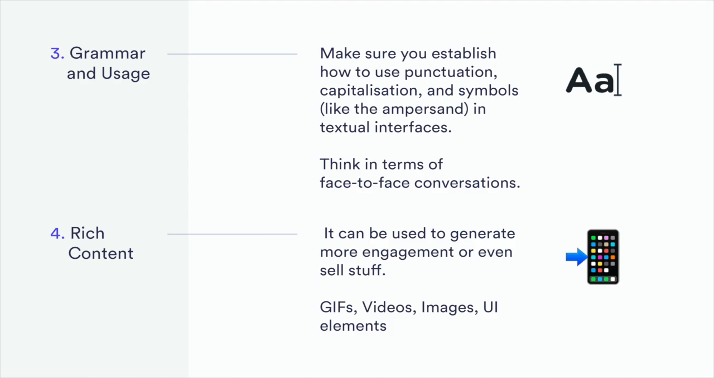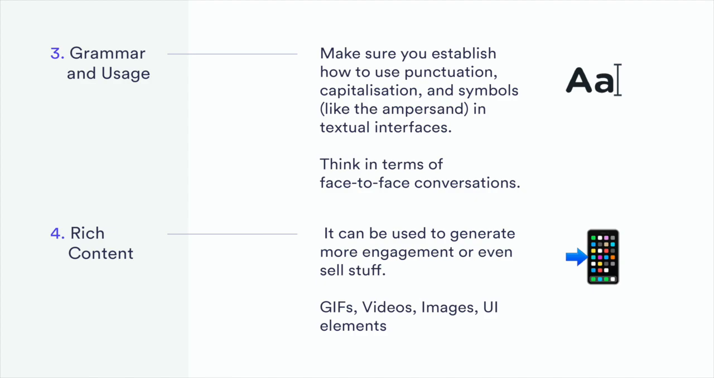The third stage is grammar and usage. Make sure you establish how to use punctuation, capitalization, and symbols like the ampersand in your textual interfaces. Think in terms of face-to-face conversations. It's not the same writing an article that people will read than imitating a face-to-face conversation. So think, how do people really speak when they're talking to another human?